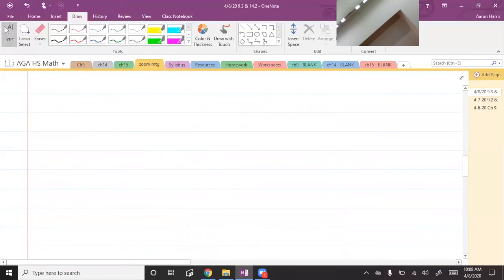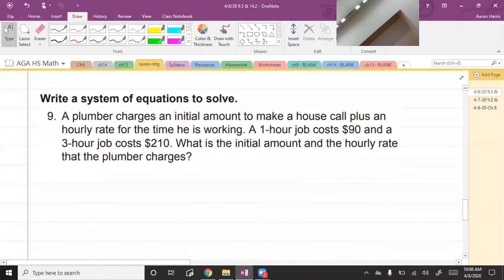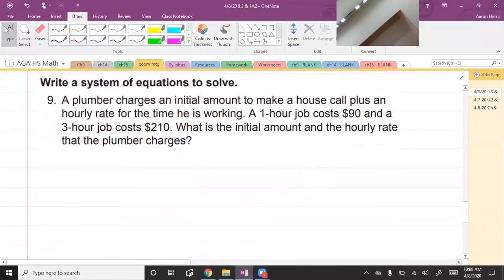So here we go. Word problem down here. All right, write a system of equations to solve. So a plumber charges an initial amount to make a house call. All right, so an initial amount.